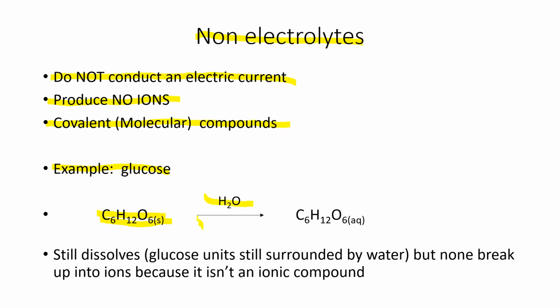After all, glucose is dissolved in our blood, and blood is mostly water, so we know that glucose will definitely dissolve in water, but when it dissolves, it's dissolving as whole units. It still dissolves. The glucose units are still surrounded by water. You still get a homogeneous solution, but none break up into ions because it isn't an ionic compound. So you don't produce any ions from these non-electrolytes. Even if you had 100 units of glucose, you would produce 0 units of ions. You just don't get any ions coming out of these non-electrolytes.